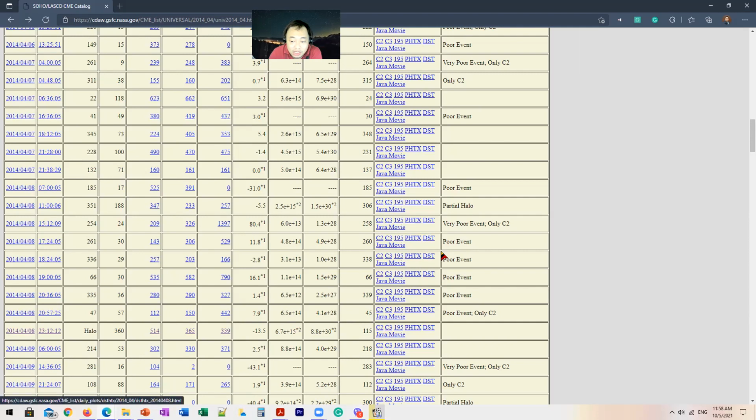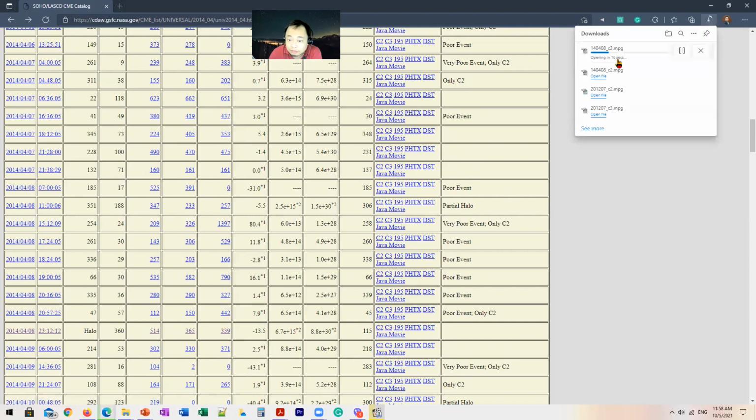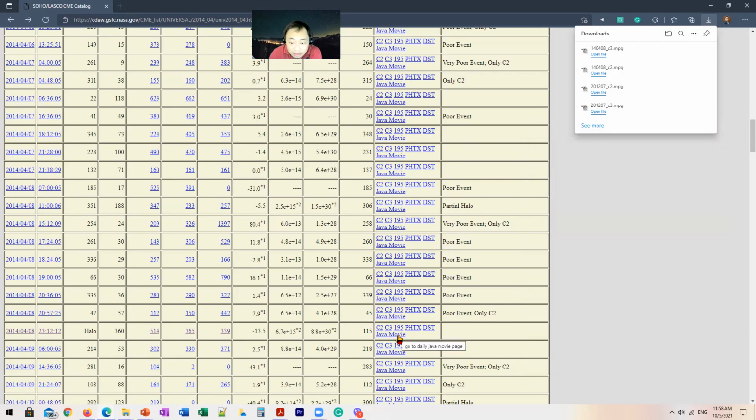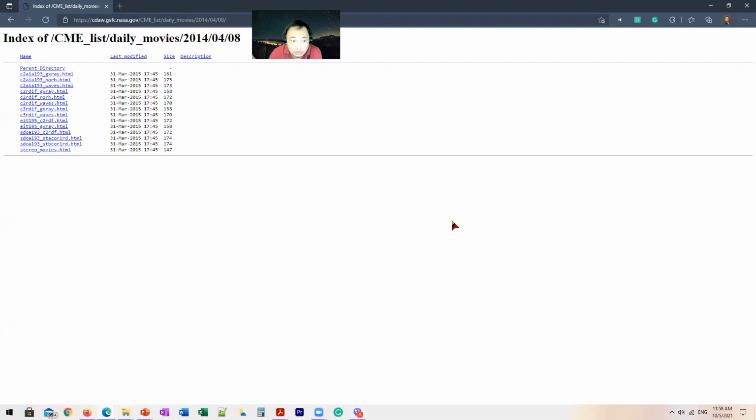Then you can look at the C3 data. That one from earlier, that's it. And then here, the Java movie. I don't know this one. AIA difference. But anyway, these are some of the additional information.